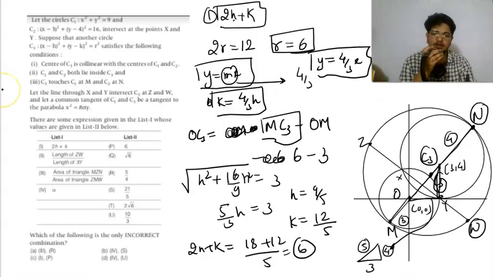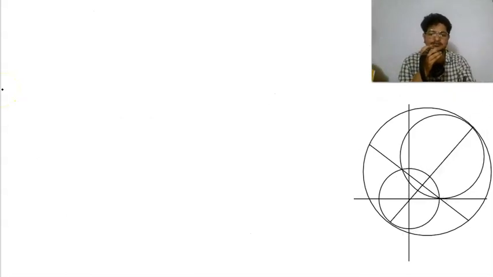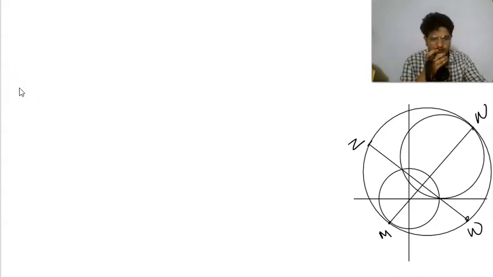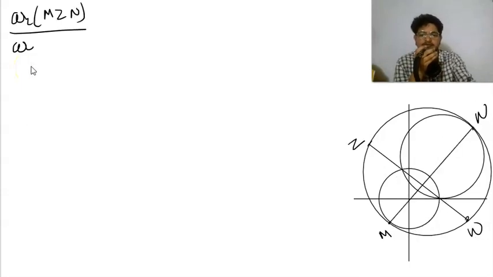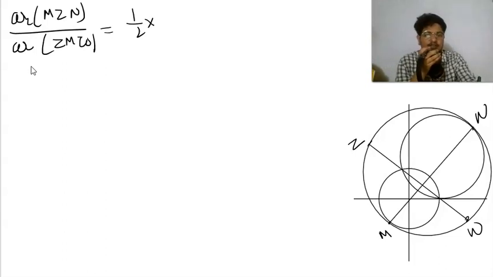Now the third option is the area of triangle mzn. We all know that this point is m, this point is n, this point is z, and this point is w. We have to find the ratio of the area of mzn and the area of zmw. We know that the area of a triangle is half into base into height.